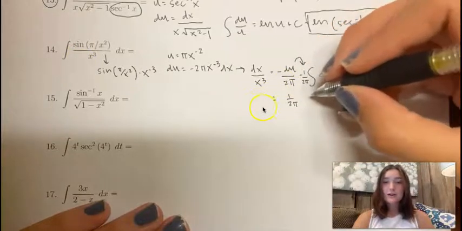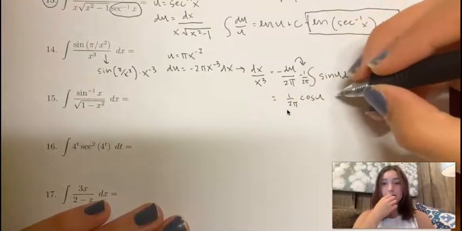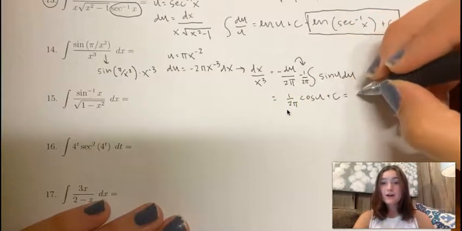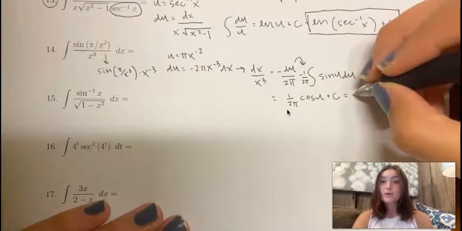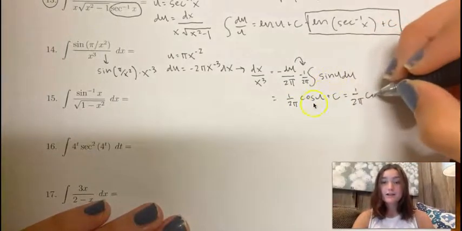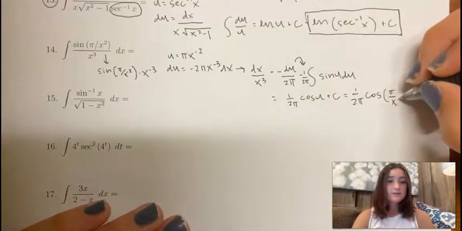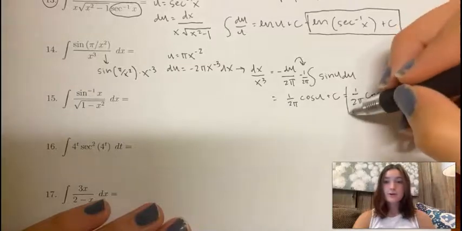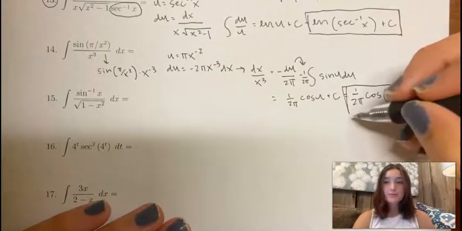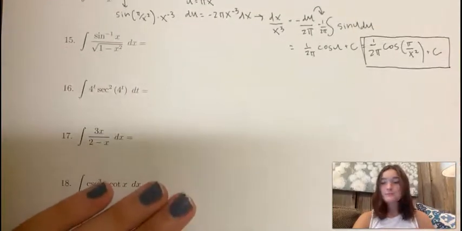And so integrating that, I'm going to get 1 over 2 pi times cosine u. The negative from the 1 over 2 pi and the negative from changing sine into negative cosine cancel each other out, so I've just got a positive there. And then I substituted back in all my x's for my u and kept my plus c, and there's my answer. All right, number 15.